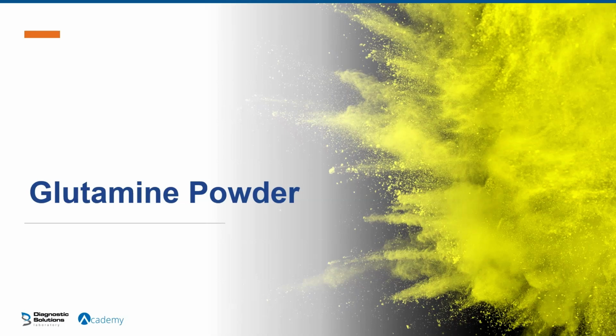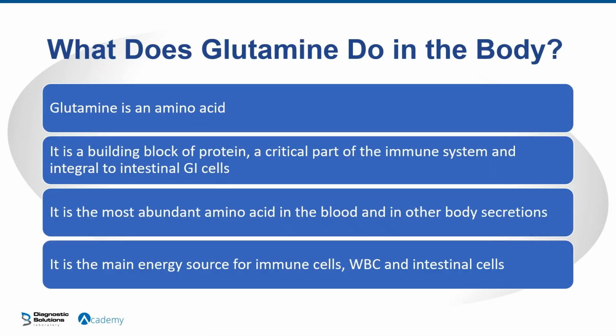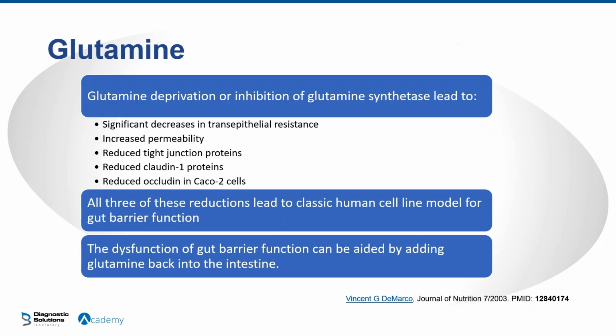Glutamine. Glutamine is an amino acid. It's a building block of protein and a critical part of the immune system, and also integral to the intestinal health of the GI tract. It's actually the most abundant amino acid in the body, as well as present in other secretions as well. And it's the main energy source for our immune cells, white blood cells, and mainly our intestinal cells.